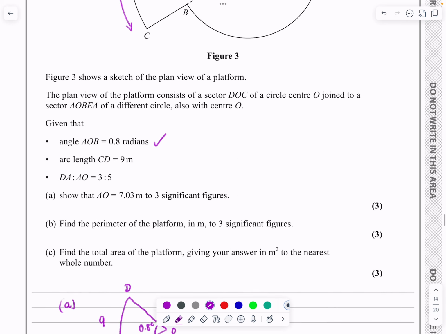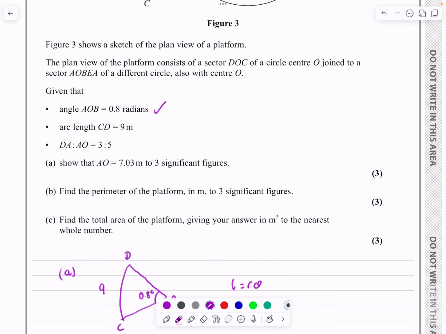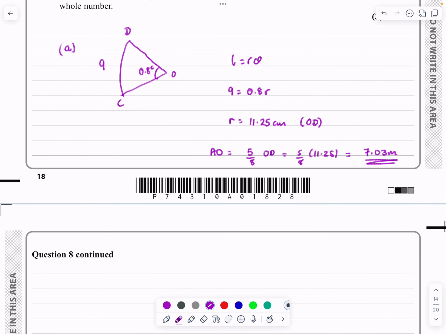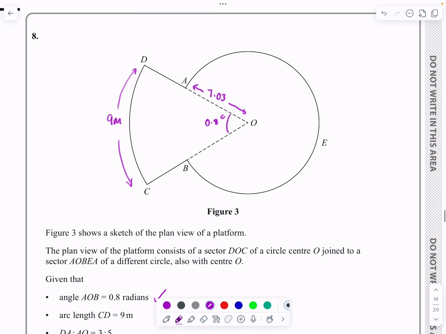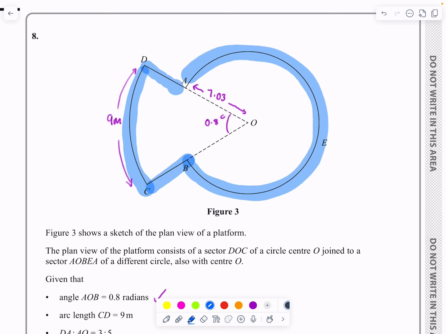And what does part B say? Part B says, find the perimeter of the platform in meters, correct to 3 significant figures. I said centimeters there. No, just meters back there. Let's just change that. Sorry, apologies. That should have been meters. So part B, find the perimeter of the platform. If I'm looking for the perimeter of the platform, that's going to be this length, this length, this length, and then all of that arc length around there.